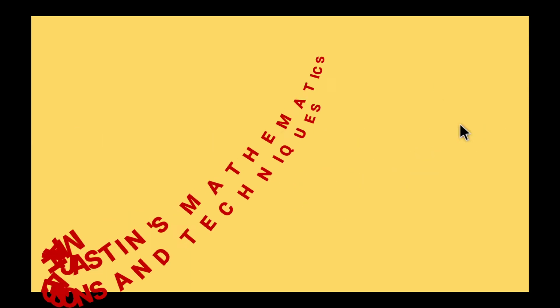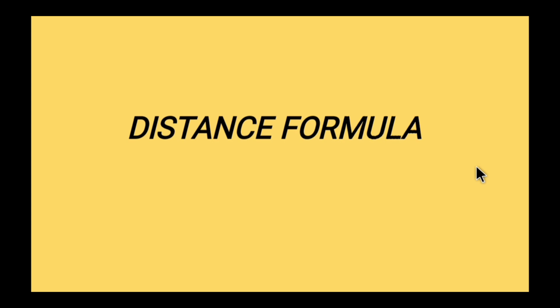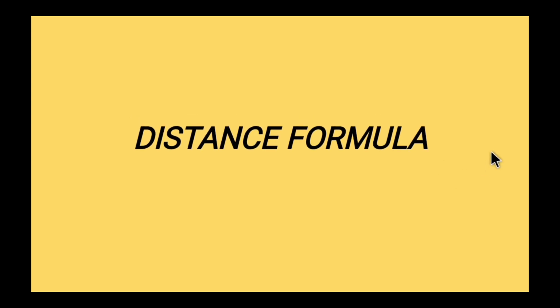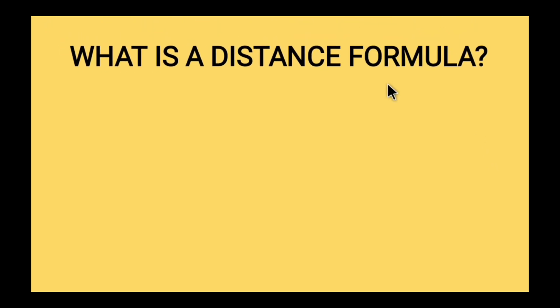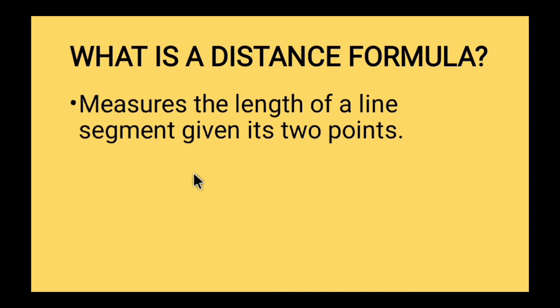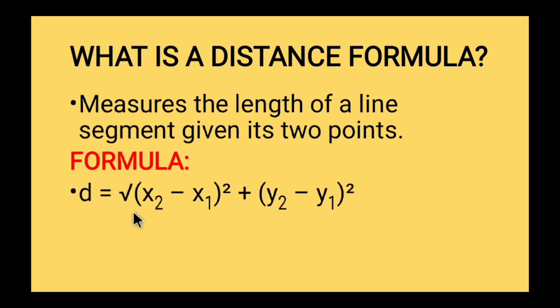So our topic for today is all about the distance formula. So let us begin. So what is a distance formula? When we say distance formula, it measures the length of a line segment given its 2 points. The formula: the distance is equal to the square root of x sub 2 minus x sub 1 raised to the squared power plus y sub 2 minus y sub 1, squared.